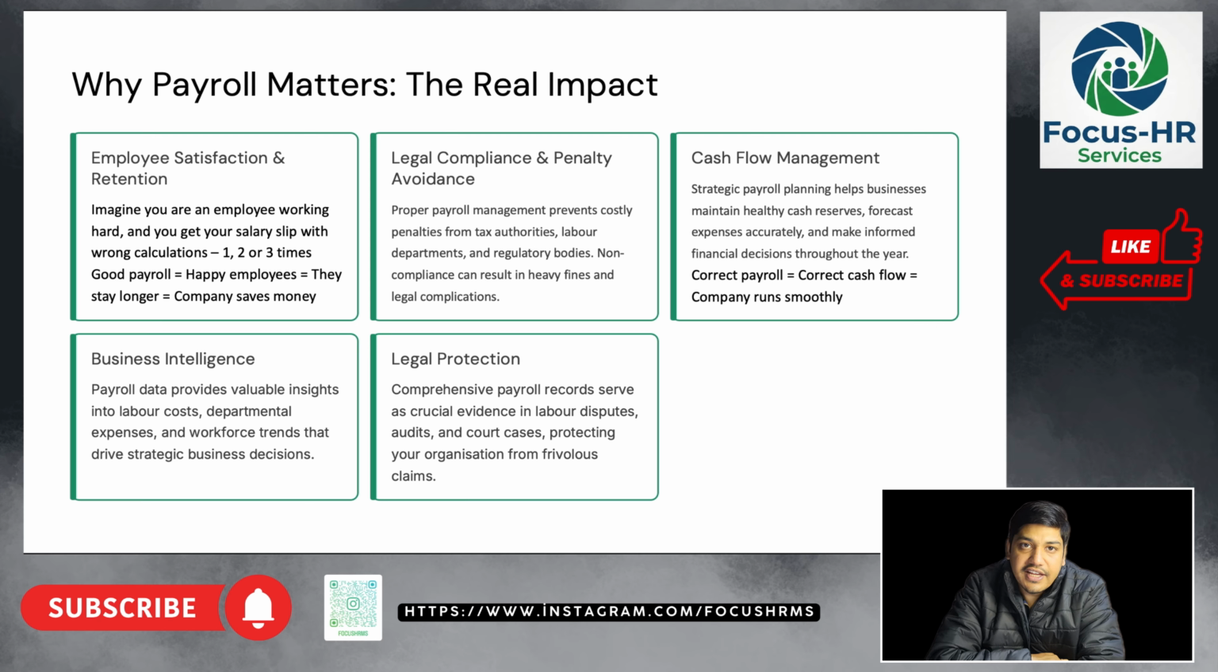The third reason is cash flow problems. A company with 500 employees paying an average of 50,000 per month will have a monthly payroll of 2.5 crore. If payroll processing is delayed by one day, the company bank account shows 2.5 crore less. This affects cash flow. The company cannot pay bills on time. Company reputation gets damaged. If payroll calculation is wrong, some employees are overpaid, some underpaid. Next month, you need to correct it. More chances of mistakes, more money spent on fixing these mistakes. Correct payroll equals correct cash flow equals the company runs smoothly.